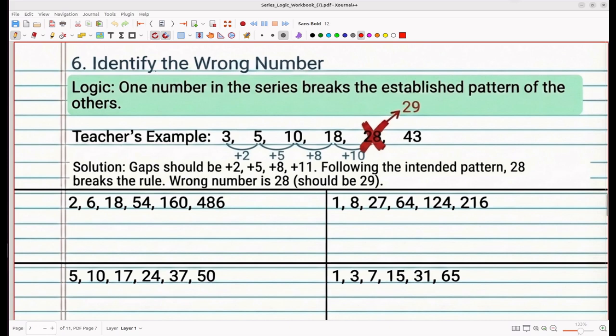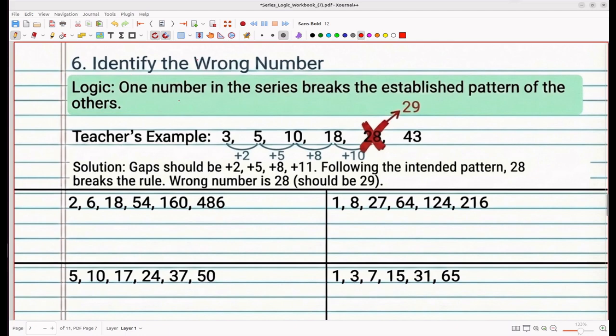So in today's class we are going to discuss the remaining series which we have left out, like identifying the wrong number, continuous pattern, number analogy, as well as alphabetic series. So these four things we are going to see in today's class. Let's quickly move on to identifying the wrong number.